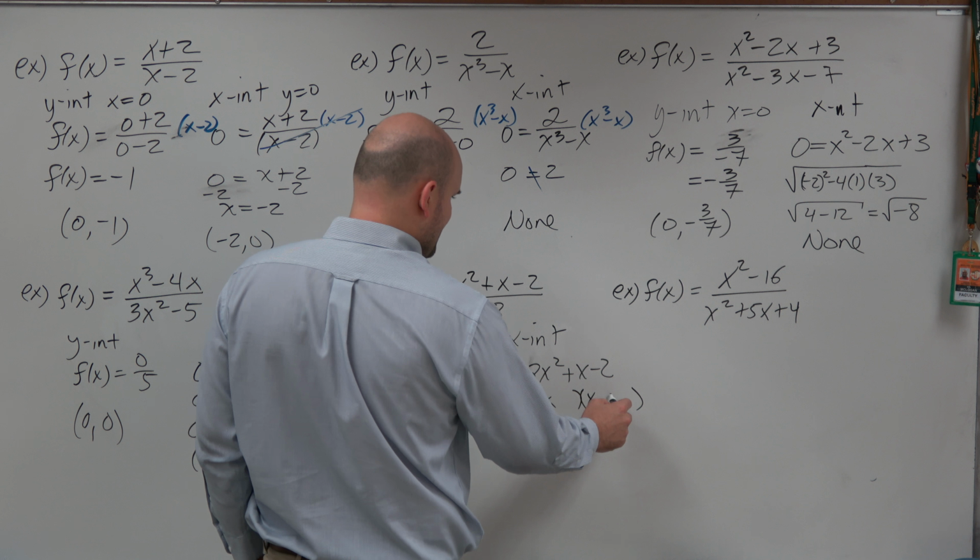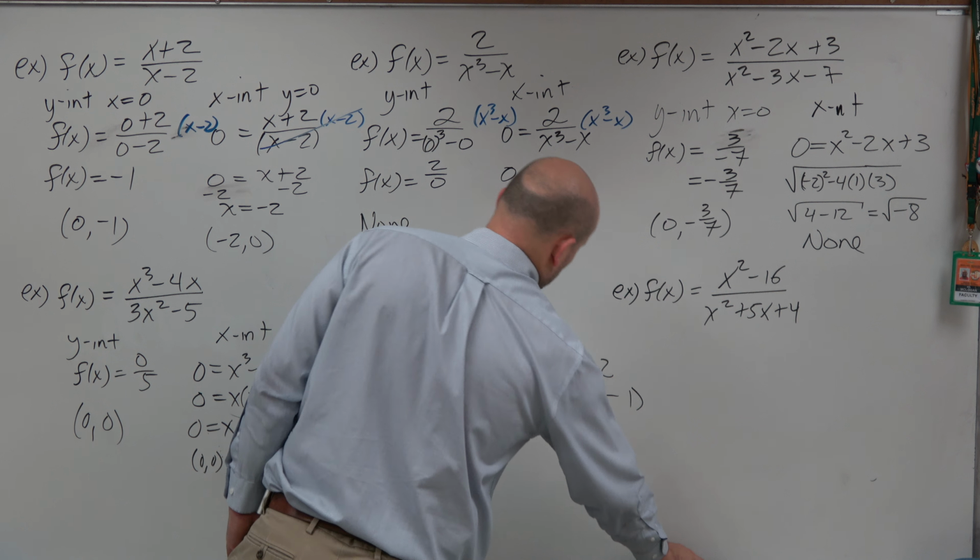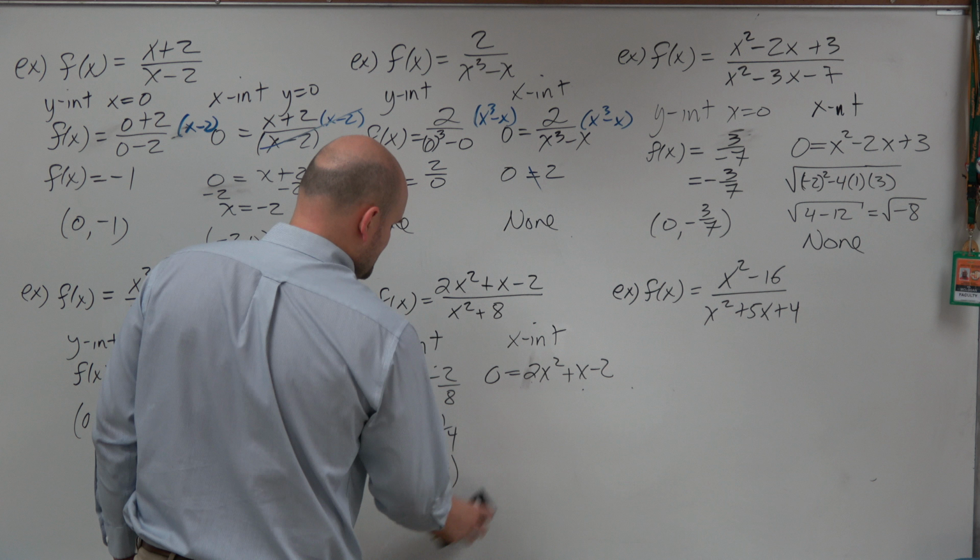So again, this wouldn't be a factor. You could do negative 1 and 2. But again, that looks like that's always going to add up to give you a 0. So let's go ahead and check the discriminant here.